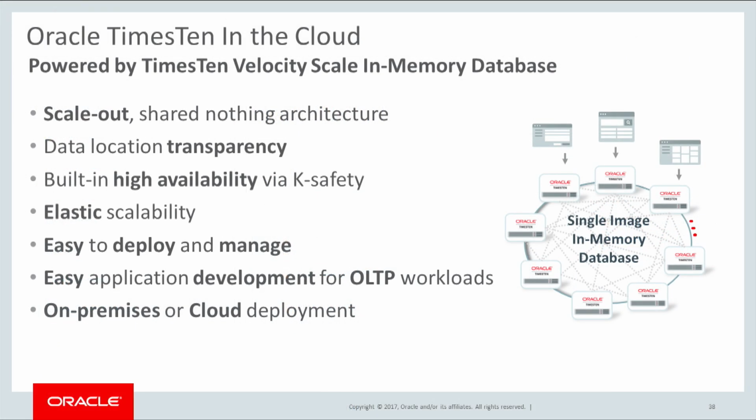So, got 4 minutes left. Just to summarize, Velocity Scale is a new thing that's about to be released. It's a relational database. It runs in memory. It's scale out, and it's shared nothing. We believe it's the fastest OLTP database. We have data location transparency. Where the data is, the developer doesn't need to know. You just do SQL and it figures it out.